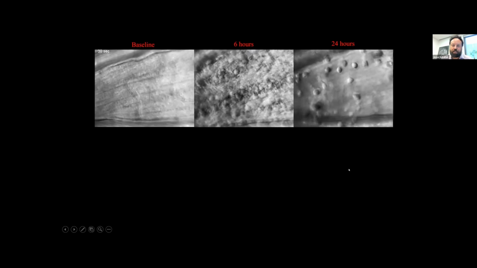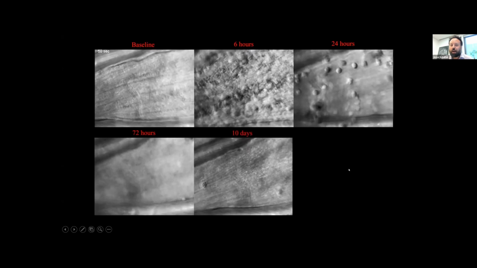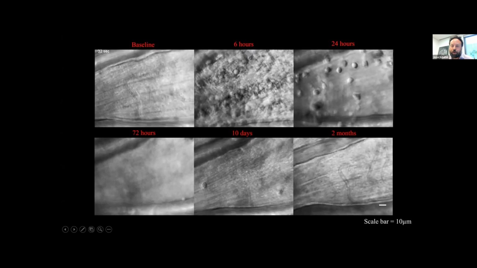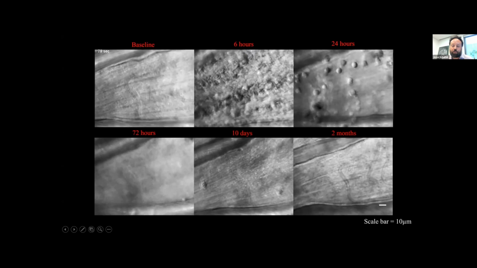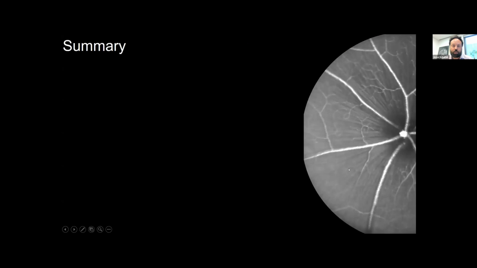Yeah, great. The single immune cells, as they move within the neural retina, and then return to this tissue 72 hours, 10 days, and 2 months later. This inflammatory response has escalated and then resolved. And this is what clinicians dream of. We're hoping to port this into human imaging soon.